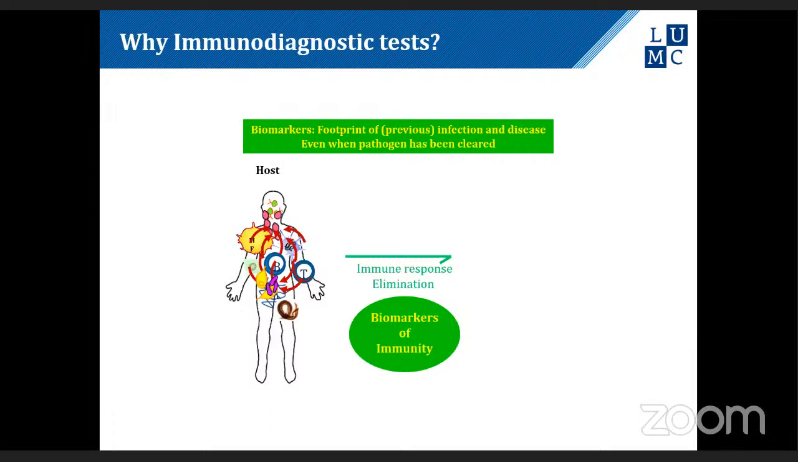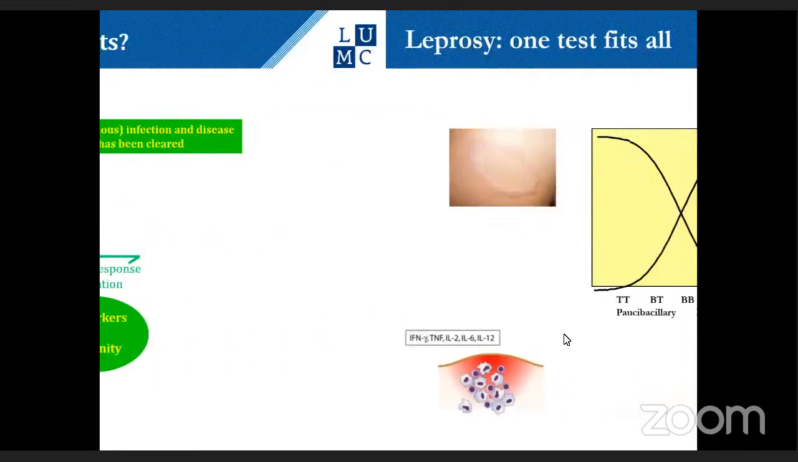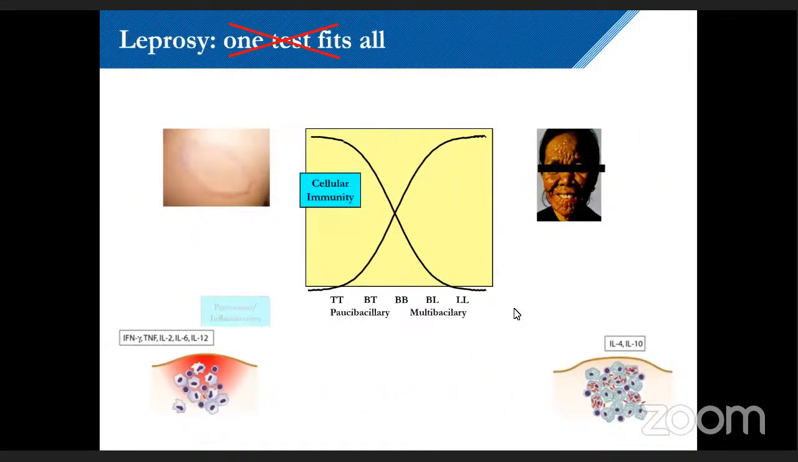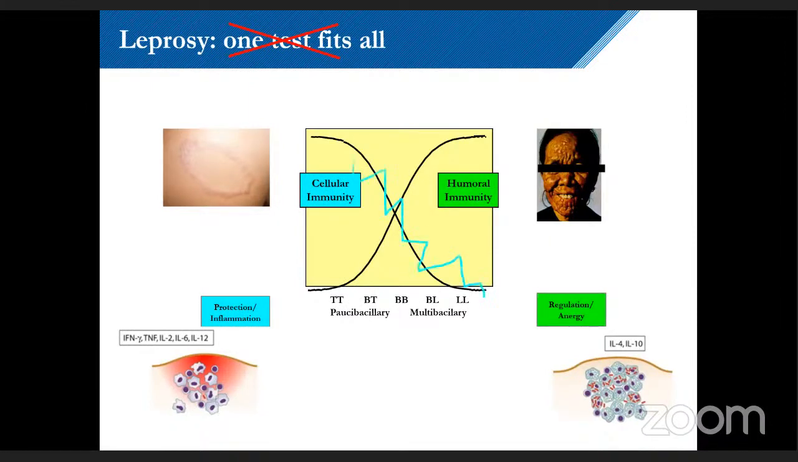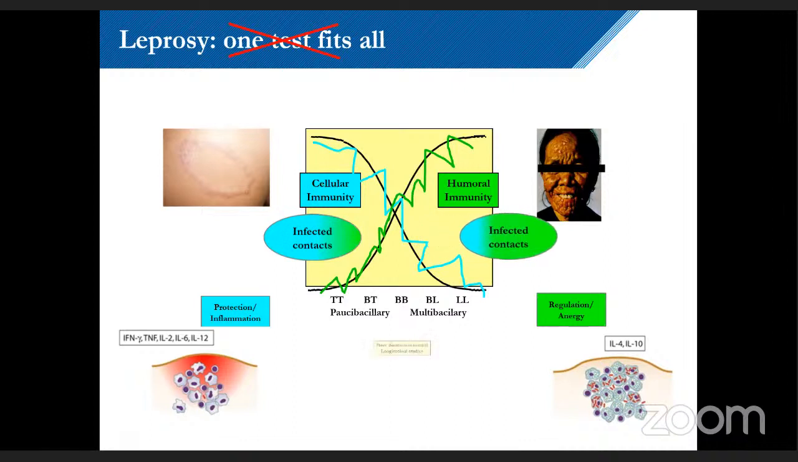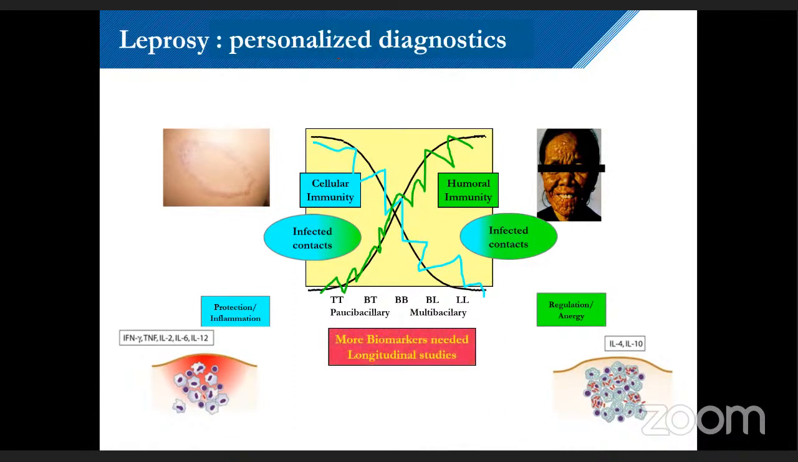So this footprint is important because it can tell us something about the disease state and previous infections of an individual. However, for leprosy, it's not that easy because it's not that one test fits all. On one hand, we have individuals with paucibacillary disease, who have cellular immunity and protective immunity against the bacteria and provide a lot of Th1 cytokines and do not have any antibodies because they also do not have a lot of bacteria.